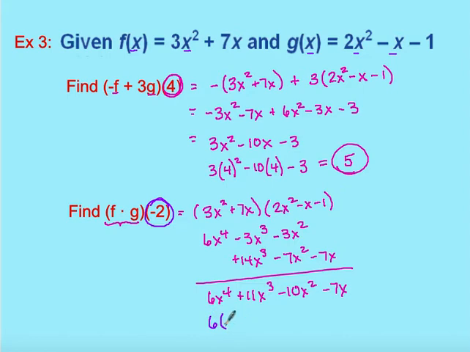So I'll make this 6 times negative 2 to the 4th power plus 11 times negative 2 cubed minus 10 times negative 2 squared minus 7 times negative 2. And when I calculate that out on my calculator, I will get a negative 18. Okay, so let's look at putting all of this together.